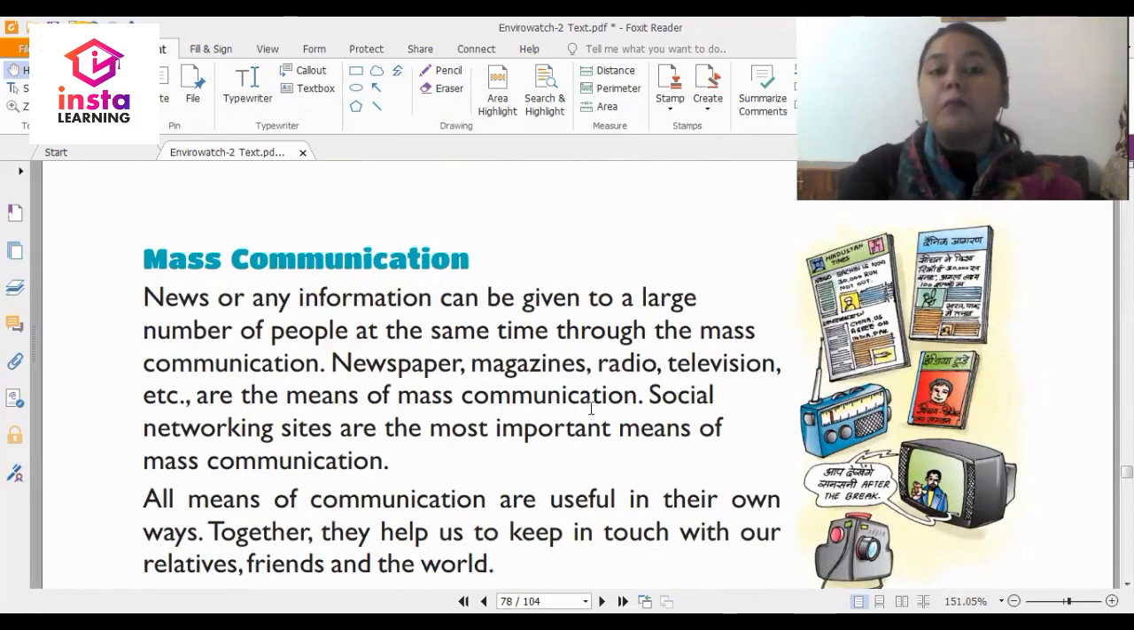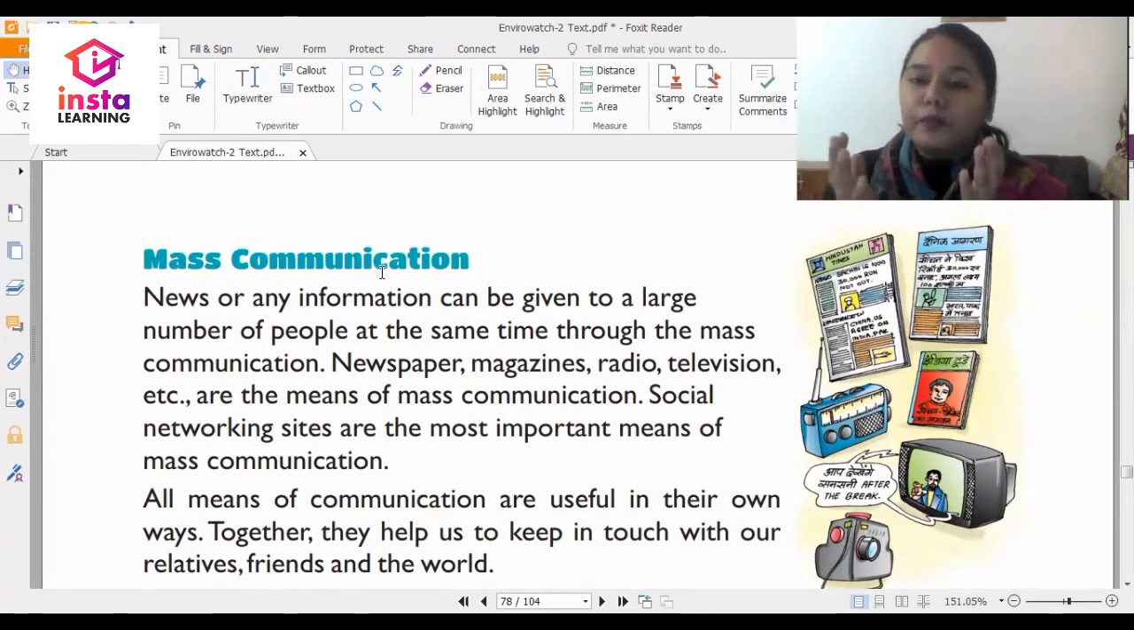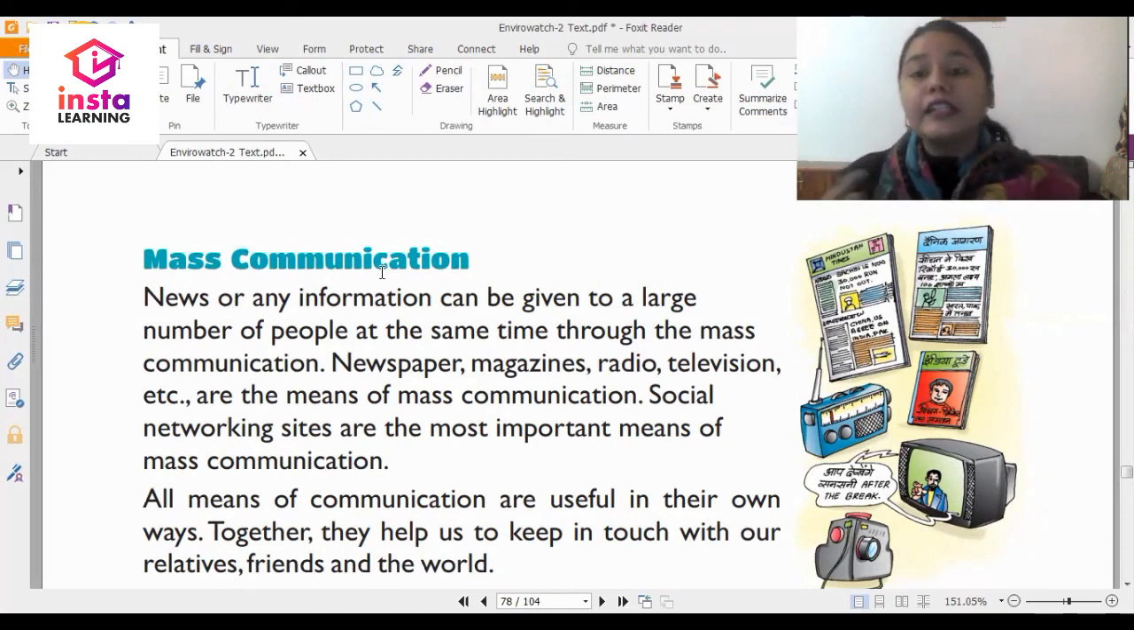Now we talk about mass communication. First, let us understand the meaning of the term mass communication. Mass communication means involving a lot of people. Let's say I have to send a message to hundreds and thousands of people. Is it a good idea that I write a message and I send it to 100 people? How time taking it is going to be? So there are certain means of communication through which mass communication can take place. Let us read about these.